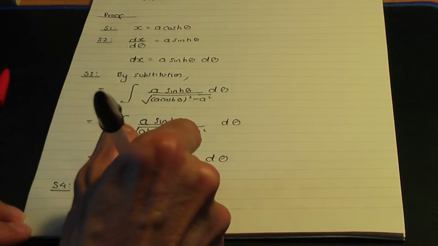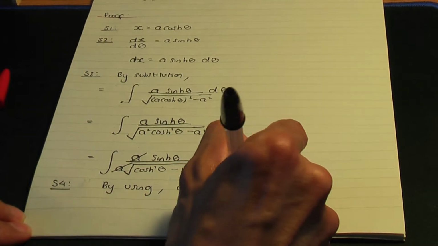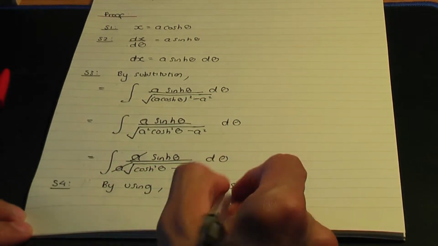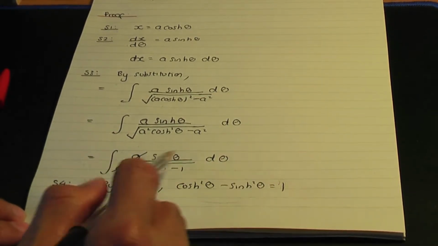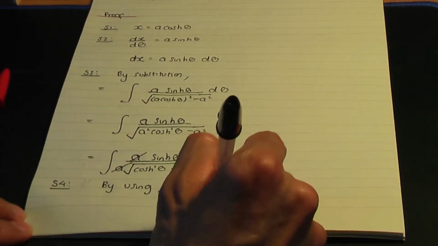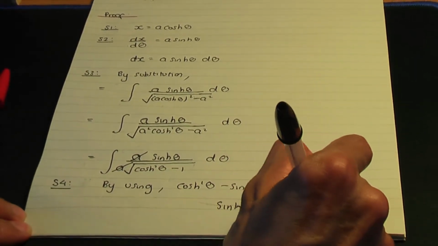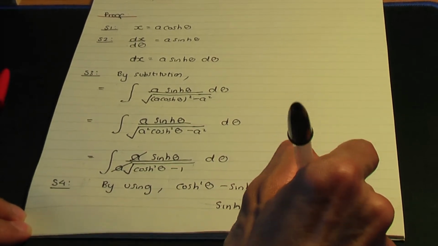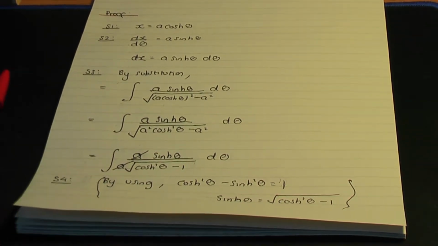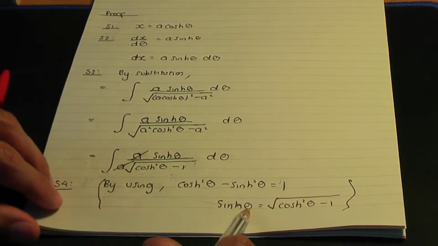By using, and the identity that we're going to be using is hyperbolic cos squared theta minus hyperbolic sine squared theta is equal to 1, because when you rearrange this identity you're going to get this term precisely. So if I rearrange here, hyperbolic sine theta when rearranged will indeed be the root of hyperbolic cos squared theta minus 1. Okay, so let's do the replacement. Let's replace this root term by hyperbolic sine theta.